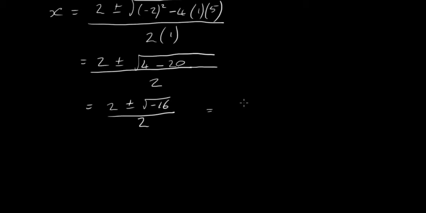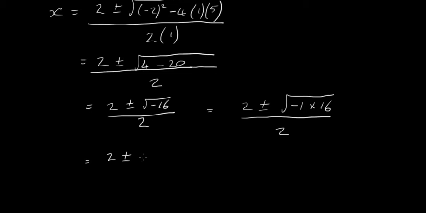So let's say that's going to be equal to 2 plus or minus, and that minus 16 is just going to be minus 1 multiplied by 16. Minus 1 times 16 will give me the minus 16 here. So that's over 2. Then that becomes 2 plus or minus, and I can split the square root up here. That's the square root of minus 1 multiplied by the square root of 16.